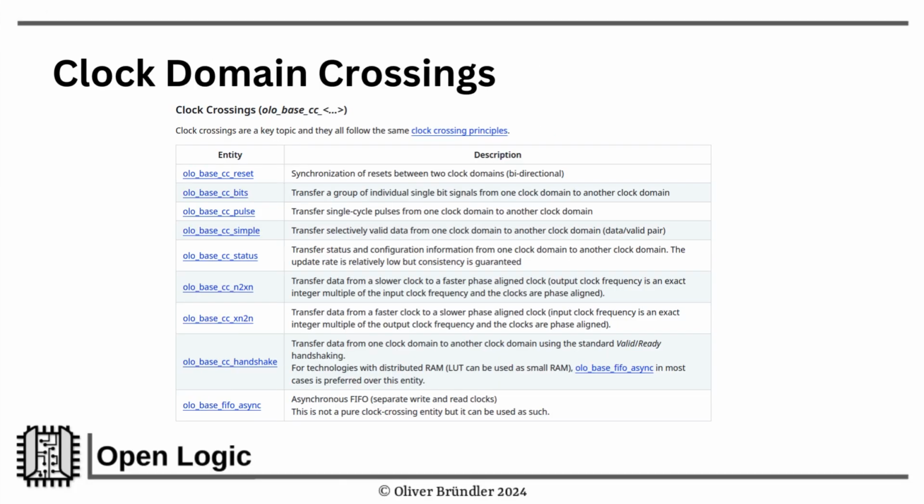The entity names for all clock domain crossings start with CC for clock crossings, so you can find them easily, except for the asynchronous FIFO, which is categorized as FIFO. All the clock crossings also come with synthesis attributes to ensure optimal synthesis with all the tools supported. There is also a link to the clock domain crossing principles, which documents concepts that apply to all clock crossings.